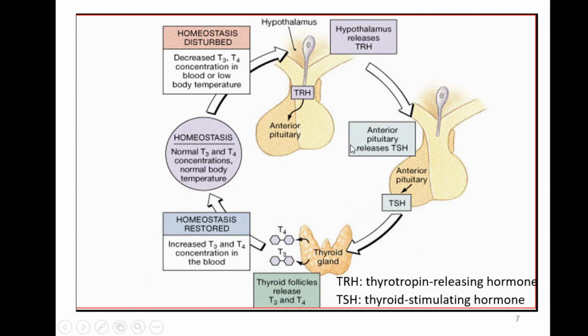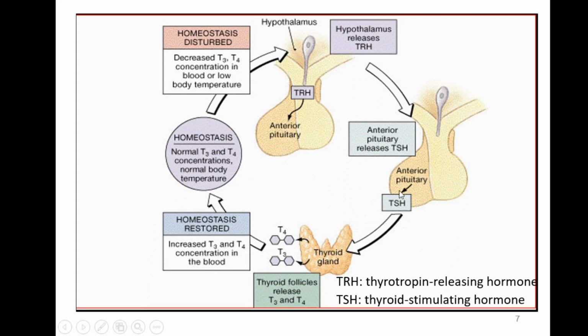In thyroid hormone regulation, the hypothalamus and anterior pituitary play an important role. Whenever there is a disturbance in homeostasis, that is a decrease in the level of T3 and T4 concentration in the blood, the hypothalamus gets activated by the chemoreceptor. The hypothalamus in response releases TRH, thyrotropin releasing hormone, which enters the anterior pituitary via the primary hypophyseal plexus. In the anterior pituitary, there are thyrotropes. These thyrotropes, in response to TRH, release TSH, thyroid stimulating hormone.